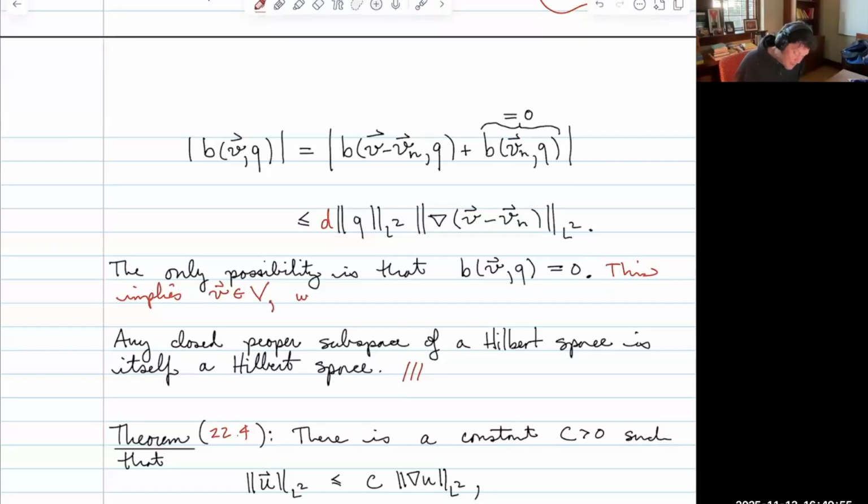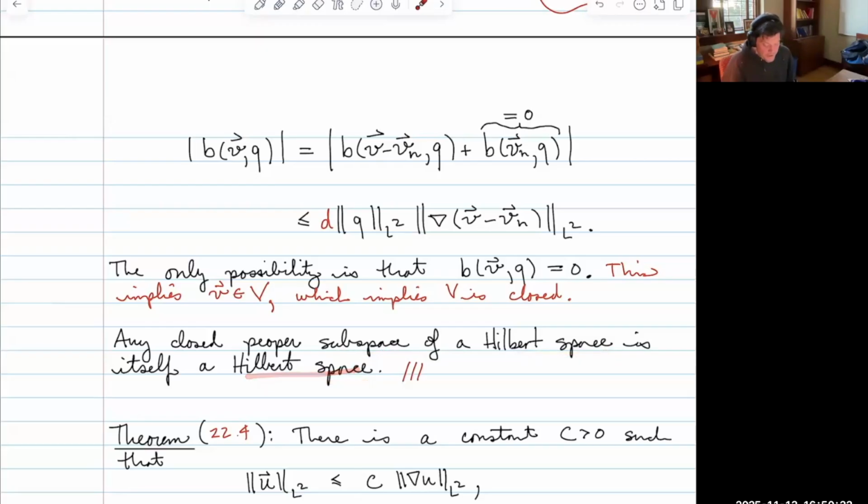And because this function was arbitrary, that implies that V is closed. Period. Now, the only other step is just to realize that any closed proper subspace of a Hilbert space is itself a Hilbert space.